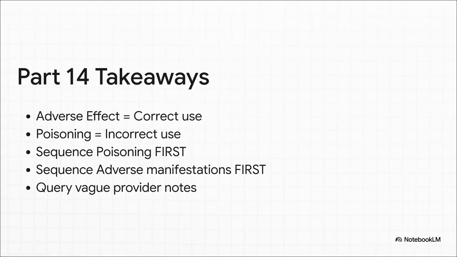Always remember, clinical intent dictates your code. Adverse effect means correct use. Poisoning means incorrect use. When it comes to sequencing, poisoning first, adverse effect manifestations first. Don't forget those 7th characters. And relentlessly query vague provider notes to ensure absolute DRG accuracy.